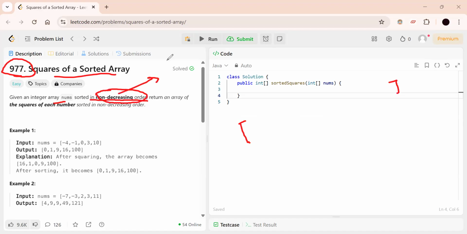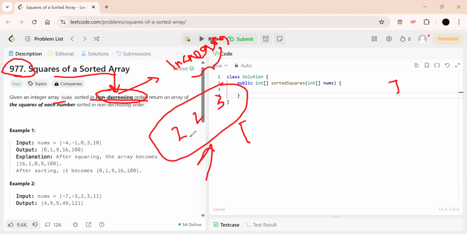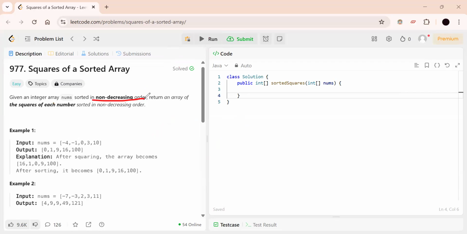Non-decreasing is nothing but increasing, but the only difference between these two is that increasing order does not have any duplicates, but non-decreasing order can have duplicates. Something like this example, 2, 2, 3. If you observe, this is not increasing order, because these two are the same values. So whenever you have duplicate values in an array and the array is sorted in ascending order, then that array is called non-decreasing order.